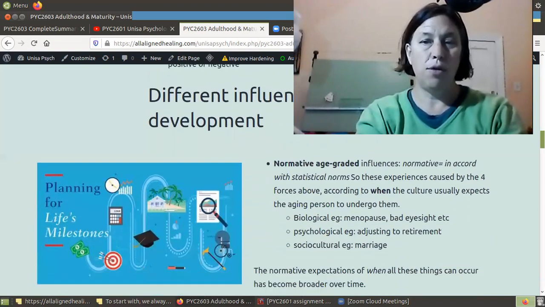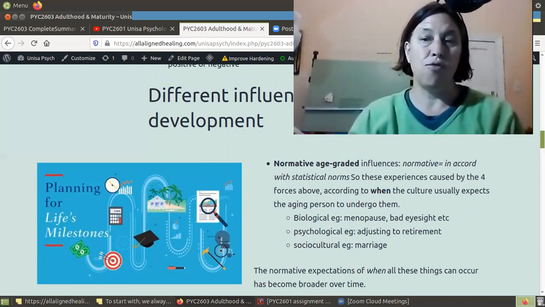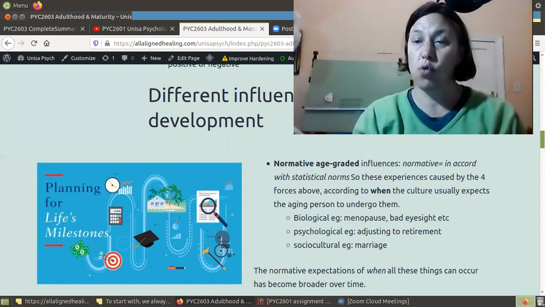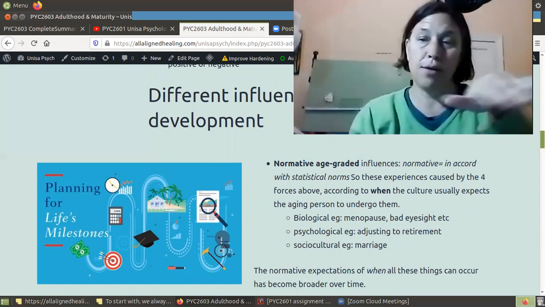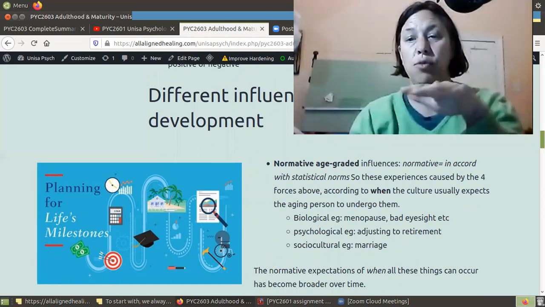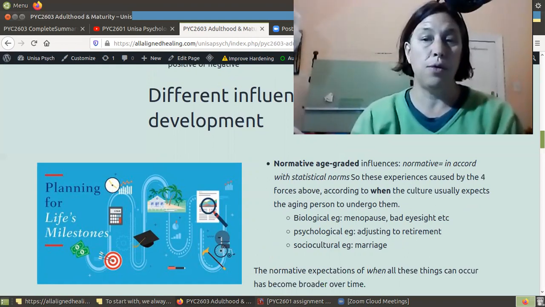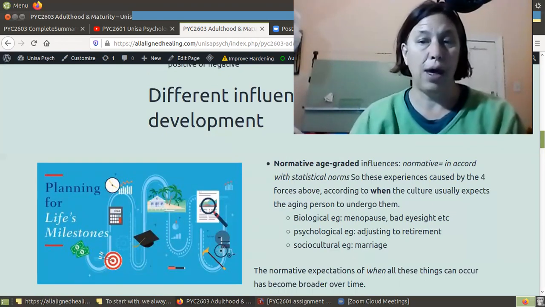So we have normative, there are three. We have normative age-graded influences. Here, normative comes from stats, the statistical concept of a norm, a number you can use to measure what is going on statistically and apply to individuals within that group. So normative here means in accordance with statistical norms, what you would expect to happen according to age.